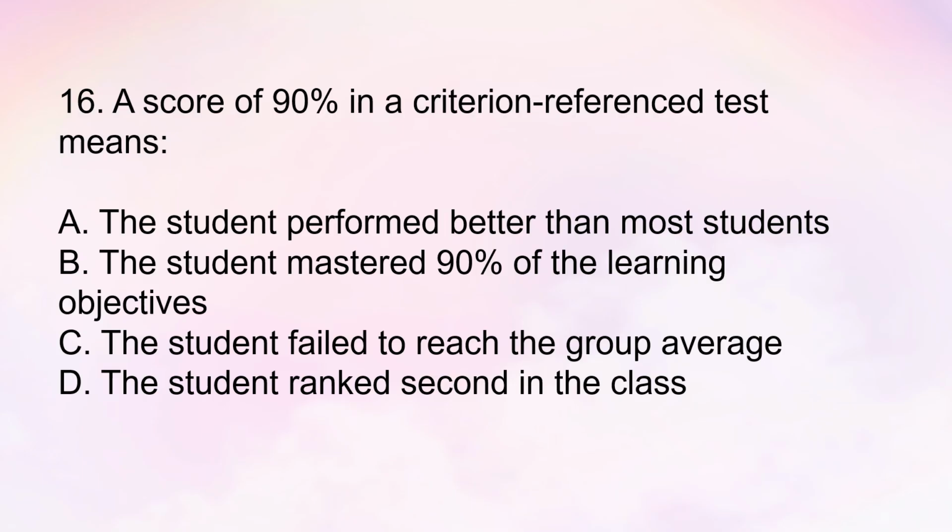Number 16. A score of 90% in a criterion reference test means: Letter A, the student performed better than most students. Letter B, the student mastered 90% of the learning objectives. Letter C, the student failed to reach the group average. Or letter D, the student ranked second in the class.